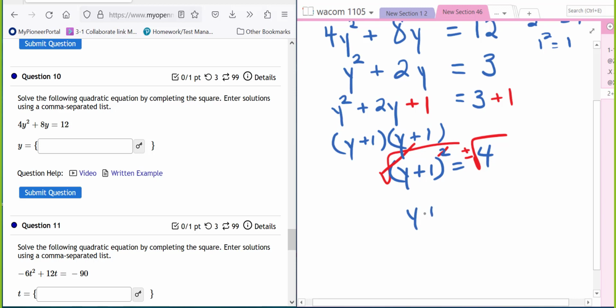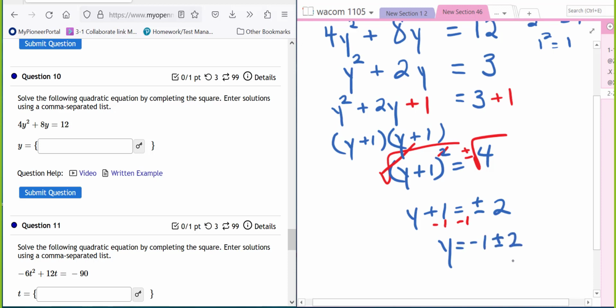So I have y plus 1 equals plus and minus square root of 4. Square root of 4 is a perfect square, so it is a 2. So you need to subtract 1 from both sides. So y equals negative 1 plus or minus 2.